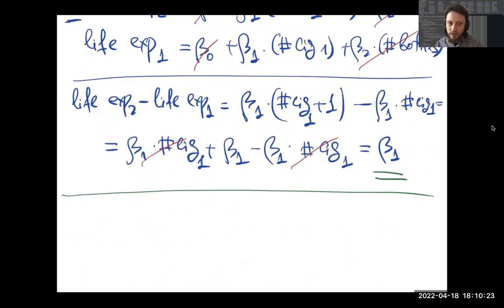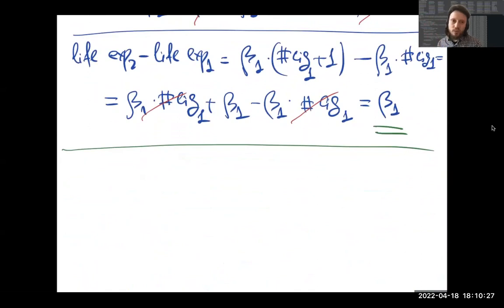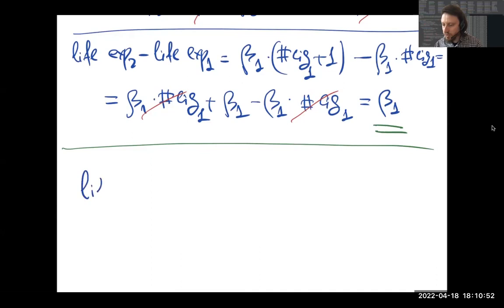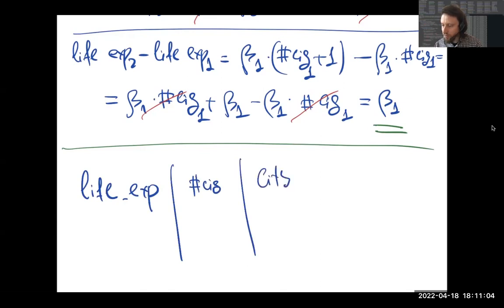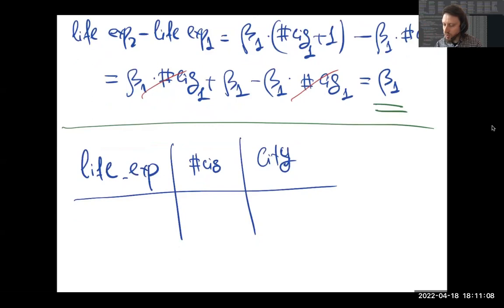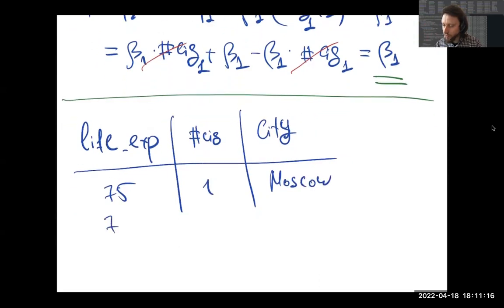And the next story is that everything works well with regressions until you work with numeric variables. Sometimes you have to include some non-numeric, categorical variables in your model. For example, we are studying life expectancy again, and we are studying number of cigarettes, and we also have city. Let us assume that we have two cities, Moscow and St. Petersburg.